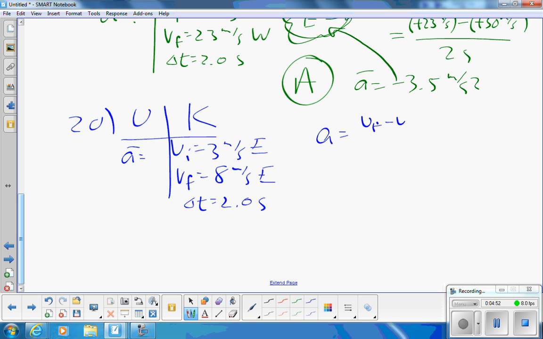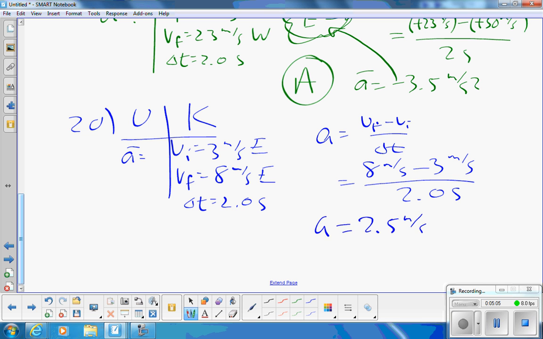A is VF minus VI over delta T. 8 meters per second minus 3 meters per second, divided by 2.0 seconds, gives me an acceleration of 2.5 meters per second squared. Happens to be east, but they don't care, so I don't care. That is choice A. Okay, the end.